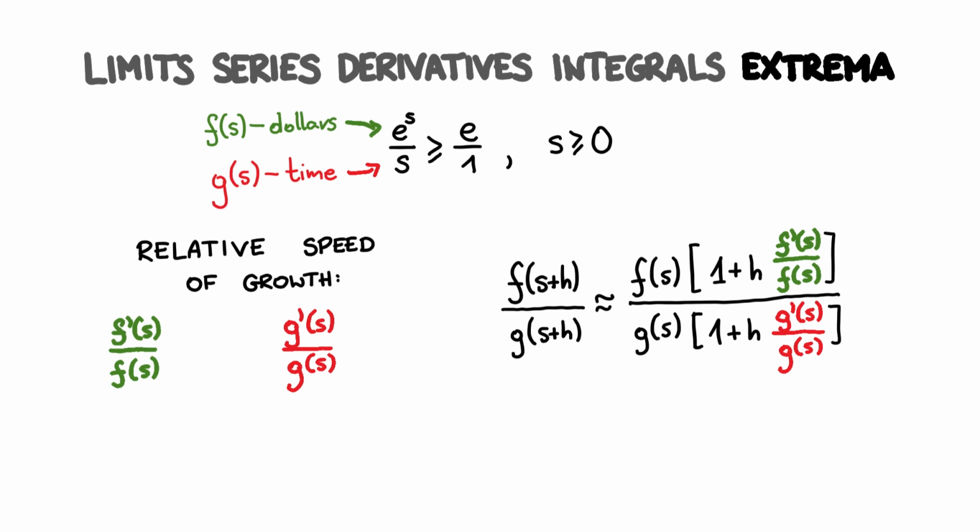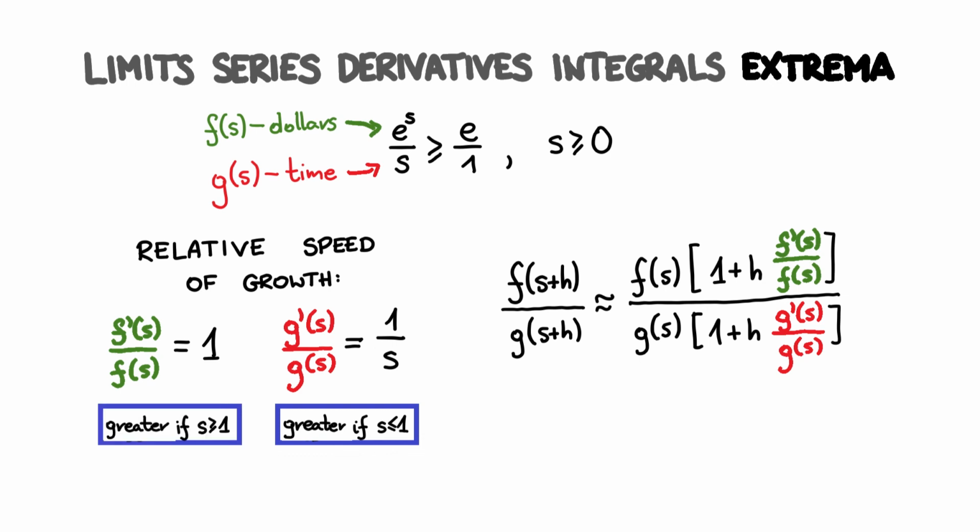Let us look at f and calculate the ratio between f prime and f. Of course, we already know that this ratio equals 1 for each s. For g, the situation is different. Here, the relative speed of growth is 1 over s. Thus, the relative speed of growth is greater for g if s is smaller than 1, and greater for f if s is bigger than 1. Hence, the quantity we study is indeed the smallest for s equal to 1.